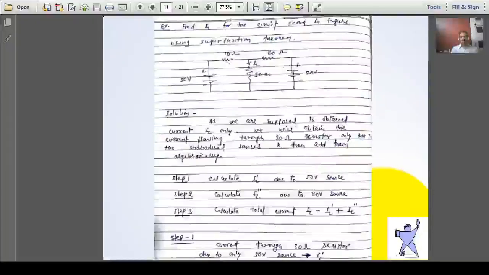We are not interested right now in calculating the current in the 10 ohm and 20 ohm resistors as it is not asked in the problem. So we'll find only the current through the 30 ohm resistor while taking both sources individually. In step 1, we'll calculate the current flowing through the 30 ohm resistor with the 50 volt source. In step 2, we'll calculate the current through the 30 ohm resistor with the 20 volt source, and in step 3 we'll calculate the total current, that is the total response. So in step 1, the current through the 30 ohm resistor due to the 50 volt source is IL dash. Let us see how it is calculated.